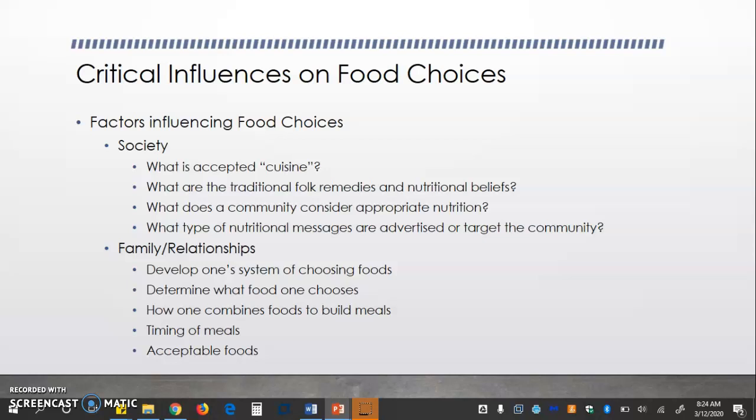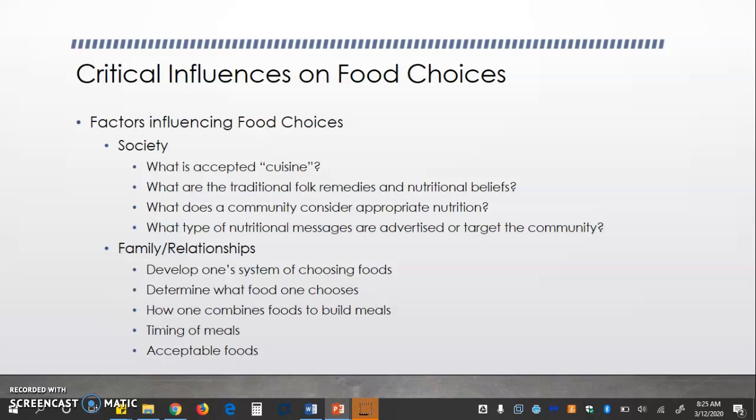We also want to consider family relationships in terms of how that develops one's system of choosing foods. We know that the family unit is one of the strongest influencers on any health-related choice that we have. And so our family relationship, our family and our closest friend relationships will often determine what foods we will eat, what foods we're used to eating, the time of day we're going to eat, how we combine foods to build meals. Are we eating on the go or sitting at the table?